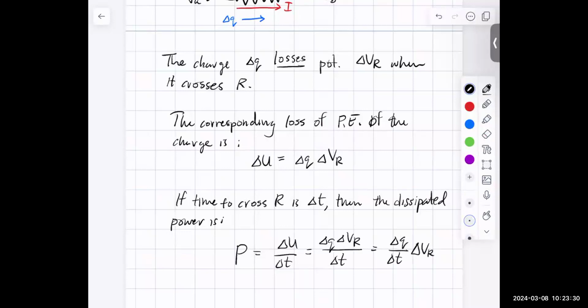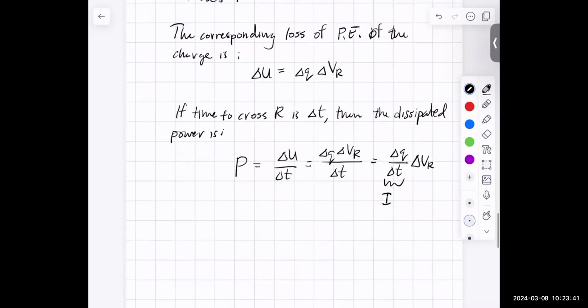We have an amount of charge delta Q crossing some surface in our conductor in time delta T. What is that? That's the current. So that's exactly what it is. And so therefore, the power dissipated by our resistor is P equals I delta VR.